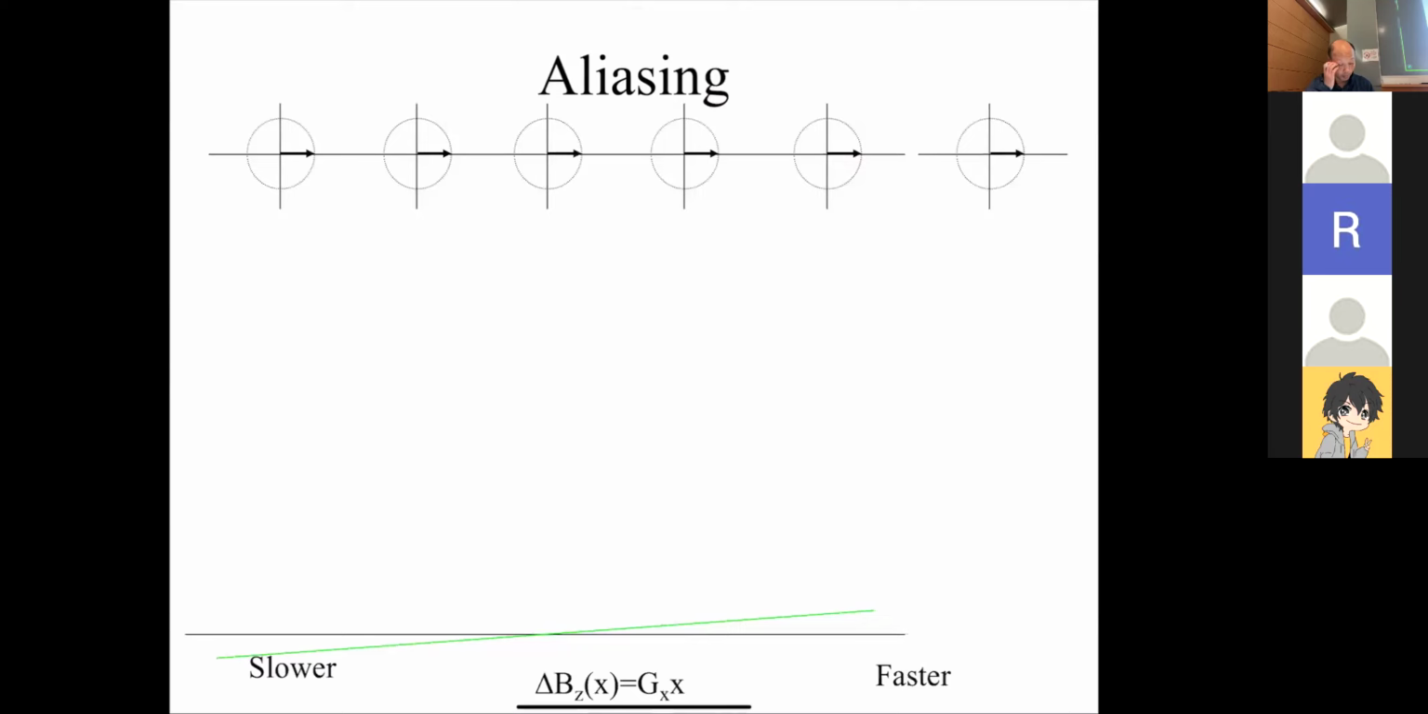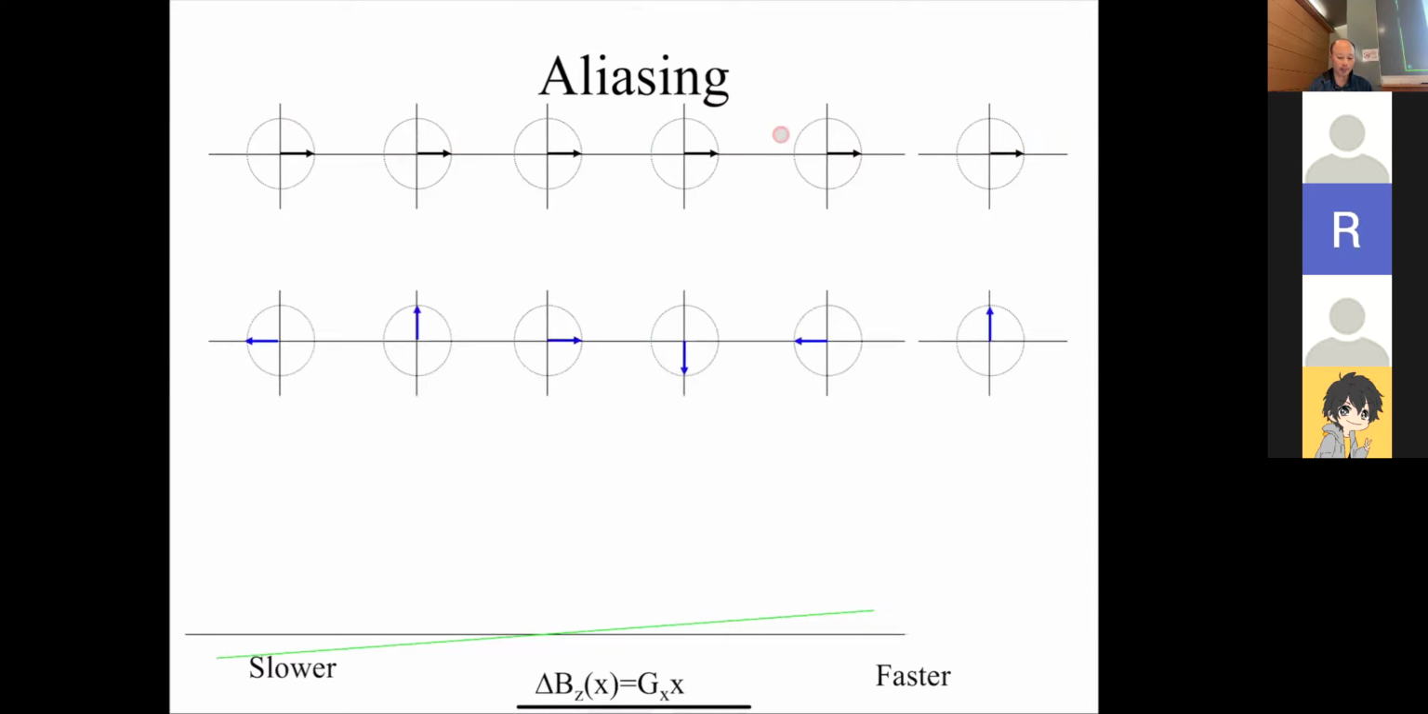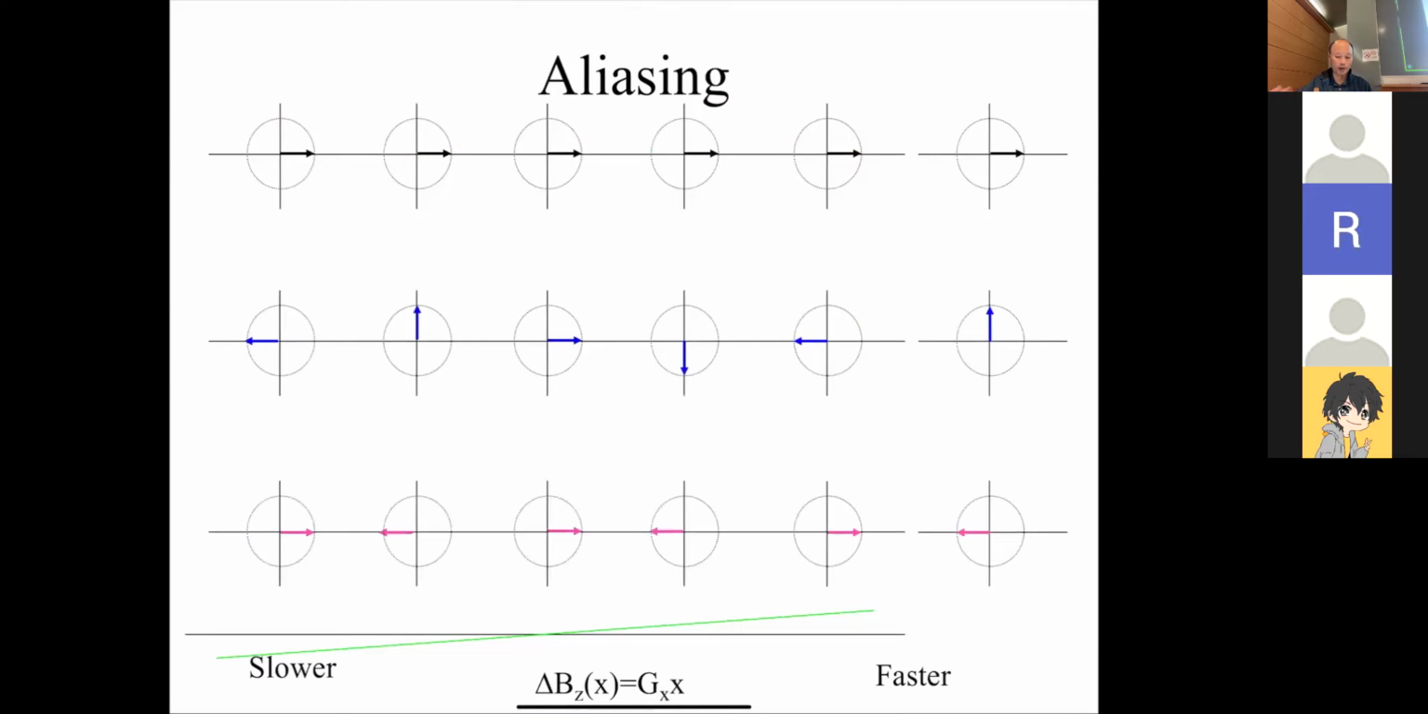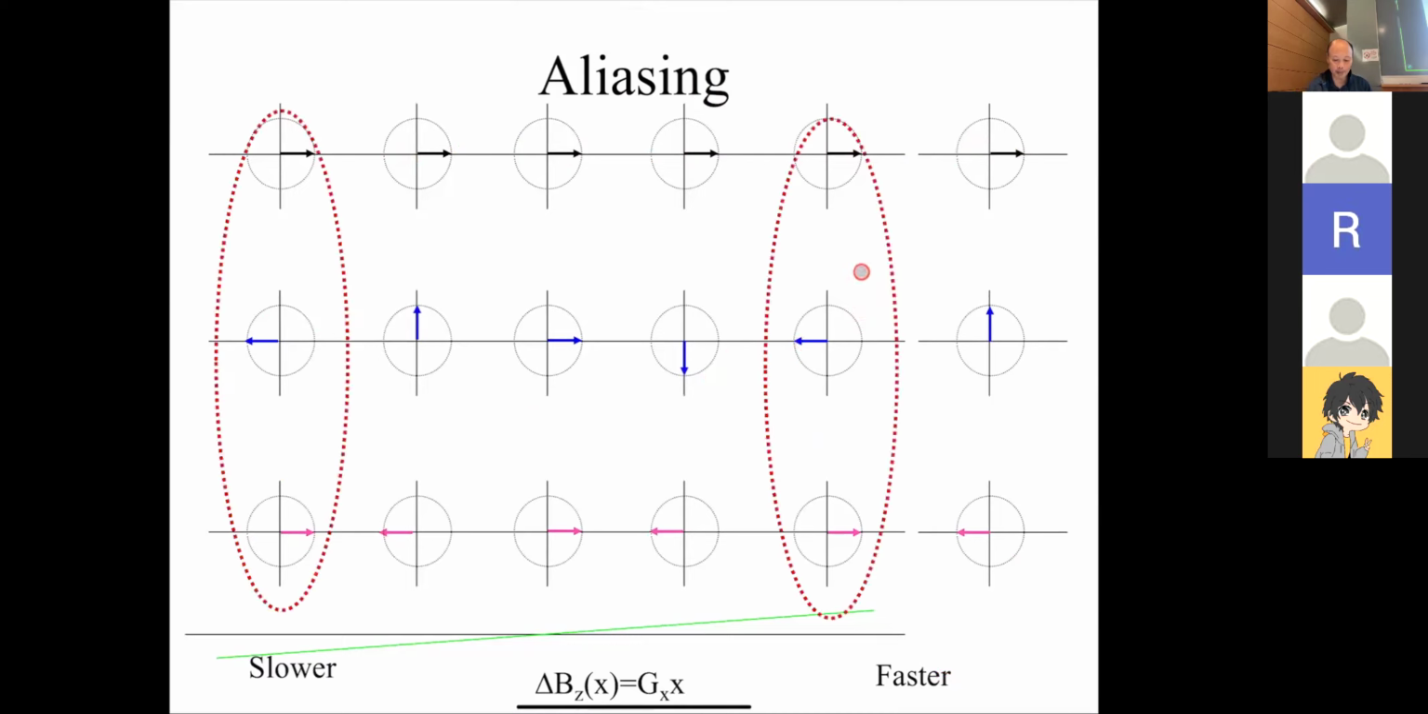So let's think about one way of thinking about aliasing intuitively. Remember, I have spins in different locations. Originally, they're all aligned at the same phase. If I apply gradients, they all advance in phase. Notice that these spins were going faster, these were going slower. But notice what happens if I look at these. This is in this location and this is in this location, but if I look at the spin phase evolution, it looks exactly the same.